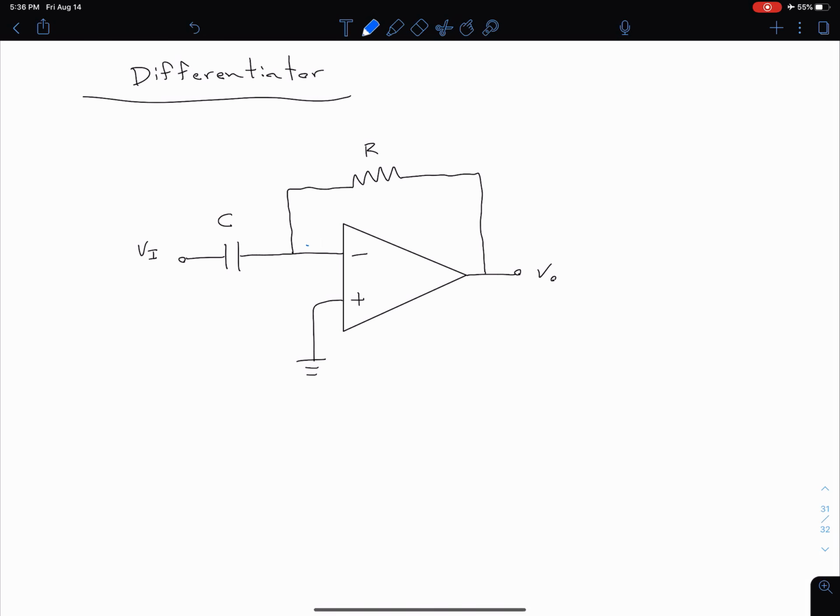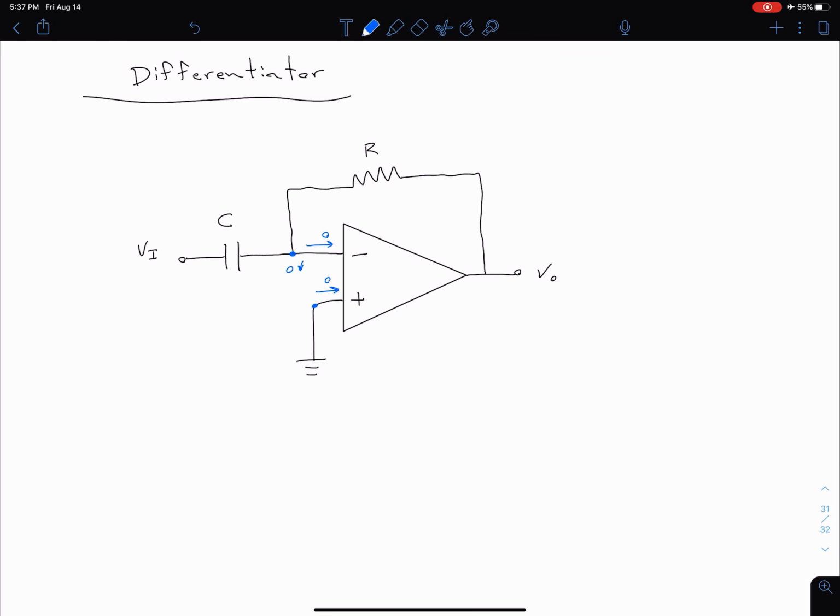So we know for an ideal op-amp we have zero current going into our input terminals, and we know that we also have zero differential voltage between the input terminals. So since our non-inverting terminal is at ground potential, that means our inverting terminal is also going to be at ground potential, and we could say that it is at a virtual ground.